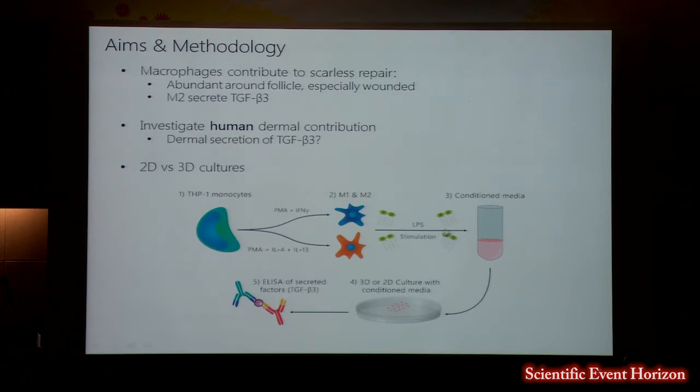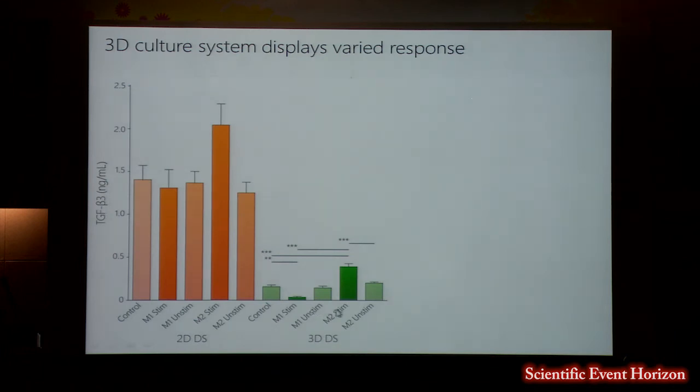We stimulated the media with LPS and then harvested this conditioned media, and then we treated 2D and 3D cultures of dermal cells with it and measured the secretion of TGF-beta3 via ELISA. So this first set of data is comparing 2D cultures of DS with 3D cultures, and everything from this point is human cells, I should say. What stands out is that the 2D cultures secreted significantly more TGF-beta3 than 3D cultures in all instances.